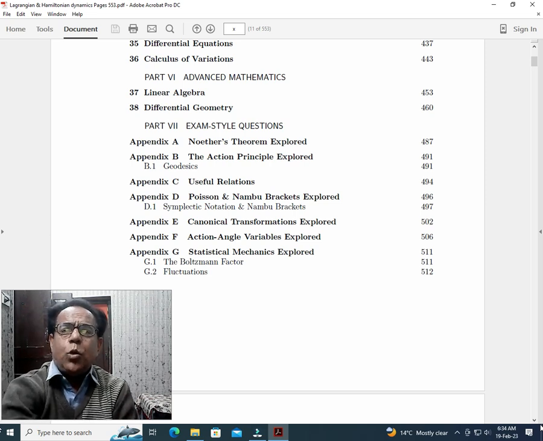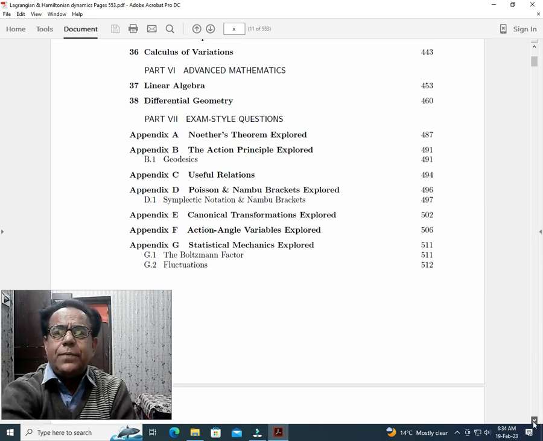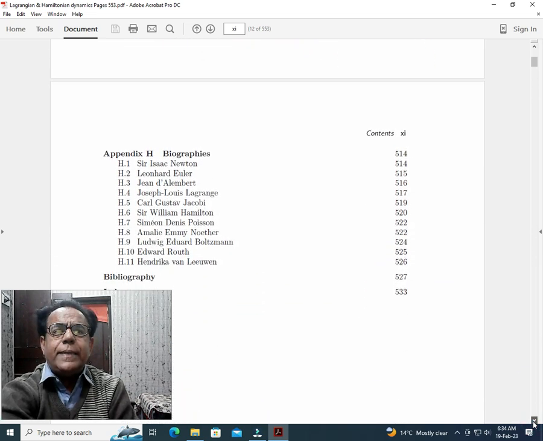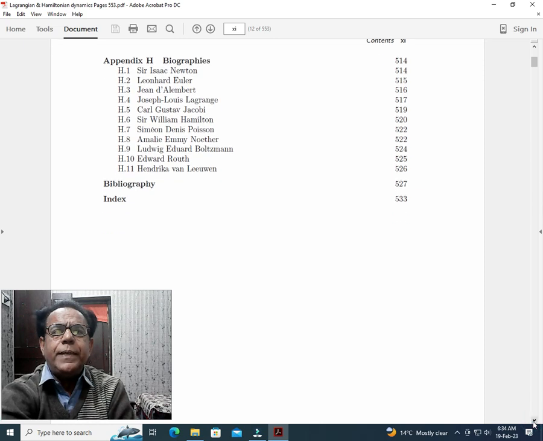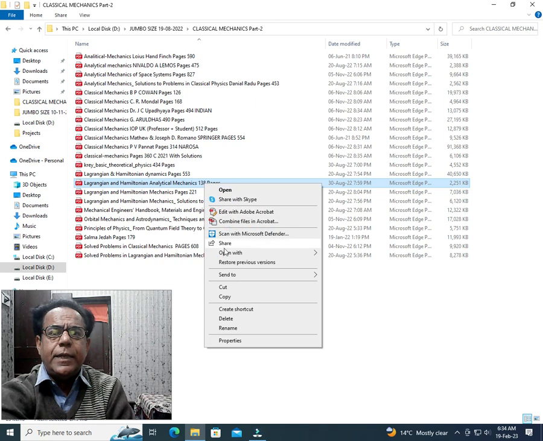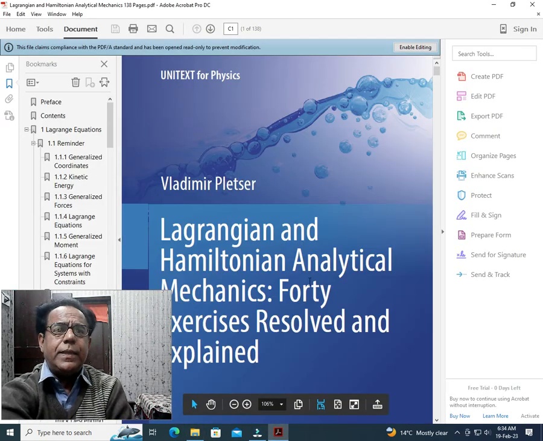Now we see the index. Appendix H is also available. The index is given at page 533. I think it is enough. Now we move to the next book, which is of 138 pages.